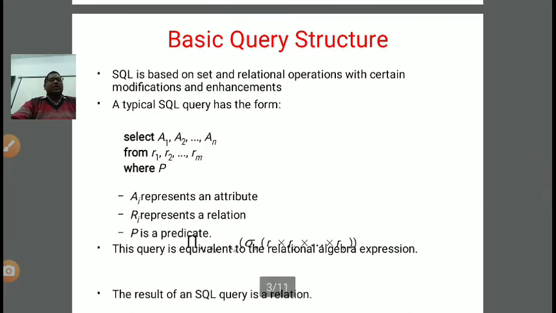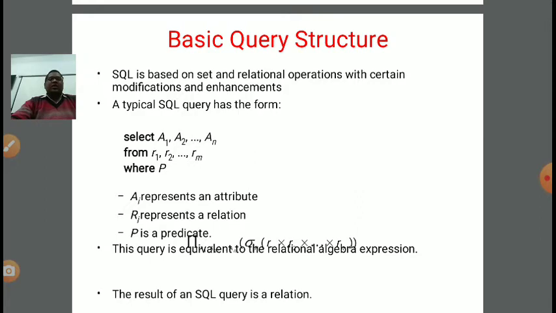So, basic query structure. SQL is basically based on set and relational operations with certain modifications and enhancements. A typical SQL query has the form: select clause. In this, write down all the attributes which we want to pick in the final output. So A1, A2, up to AN will be picked and put in the final output. From which relations we want to fetch the information: R1, R2, all the required relations. Where P means the predicate condition. Here A of i represents an attribute, R of i represents a relation, and P is a predicate.